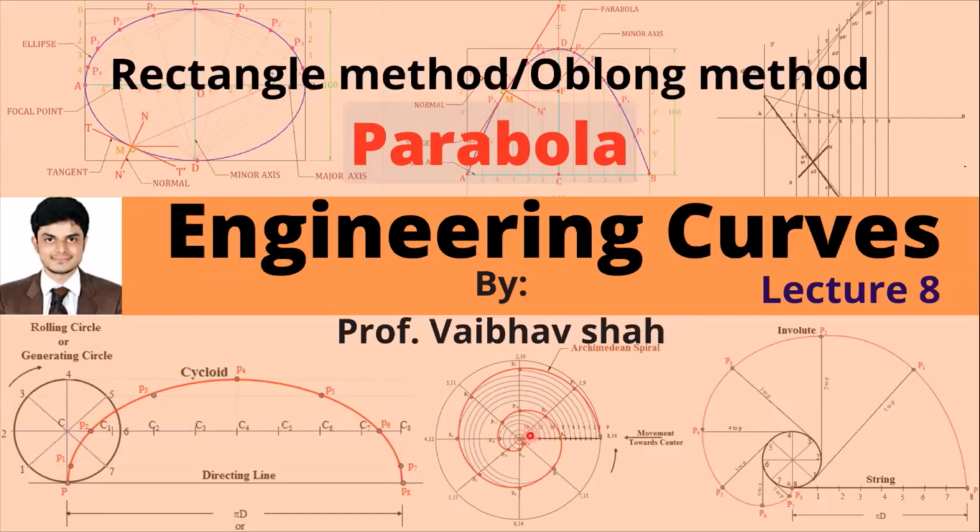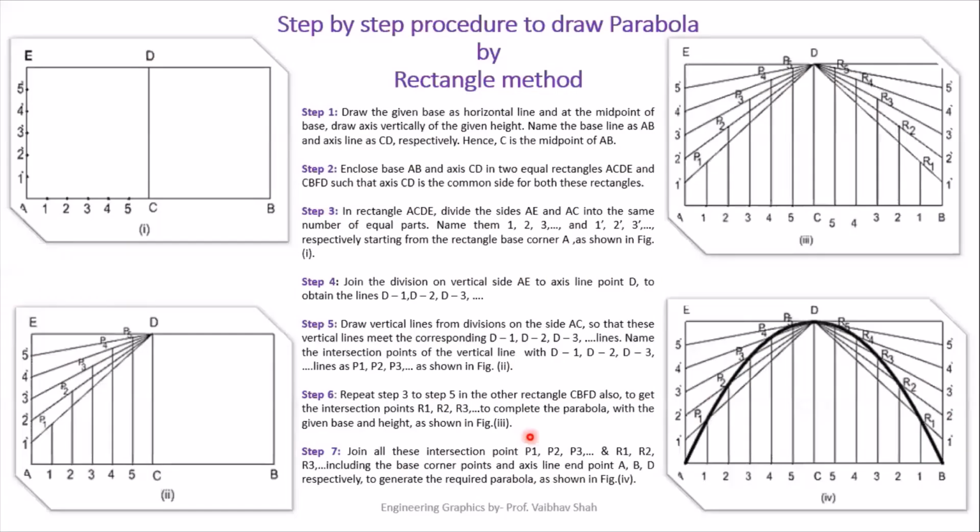So now let us begin. First, the step-by-step procedure to draw a parabola by the rectangle method. So let us start with the step-by-step procedure. Let us suppose we are given two things. First is the base of your parabola, and second is the axis or height of the parabola. So whenever these two data are given, we can start our procedure.